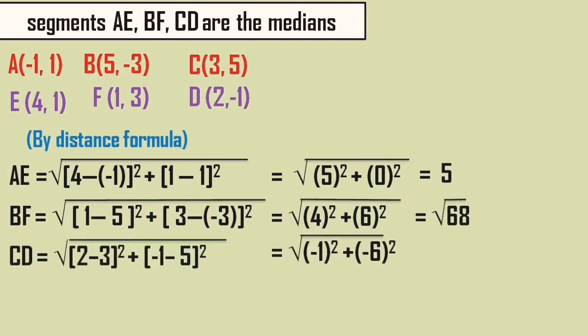Similarly, find the values for BF and CD also by utilizing distance formula. Substitute the values properly and you will get the answers 5, root 68 and root 37. From this, root 37 and 5 are the final answers. But for root 68, you can turn it into root of 13 times 4, and that 4 in the root can be moved out as 2 outside the root. So in short, we have the values of AE as 5, BF as 2 root 13 and CD as root 37.